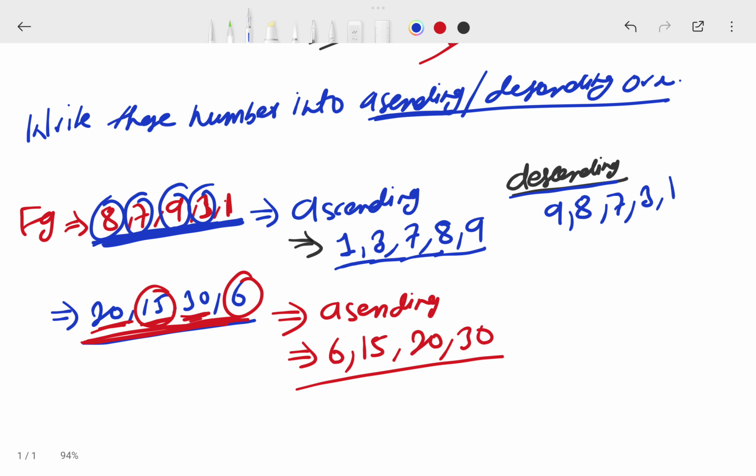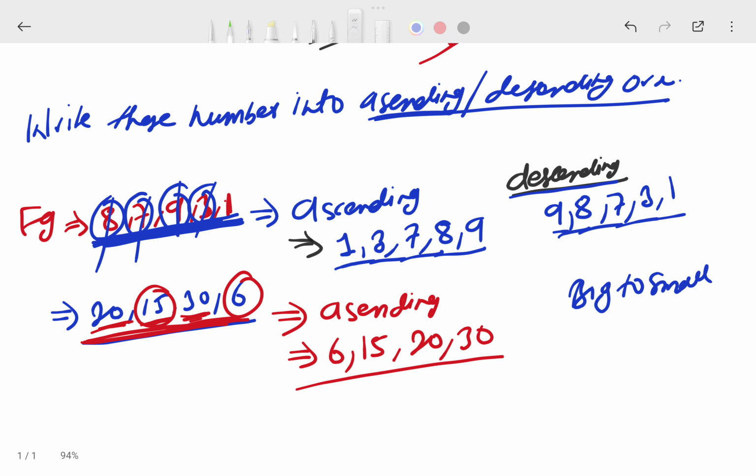So in descending order, what we are understanding is that it's all about writing from the big number to the small number. Okay? So here in this one, which is bigger? 9. Then after that, 8, 7, 3, 2, 1. In this one, which is bigger? 9 is over. After that, which is bigger? 8. After that, which is bigger? 7. After that, which is bigger? 3.